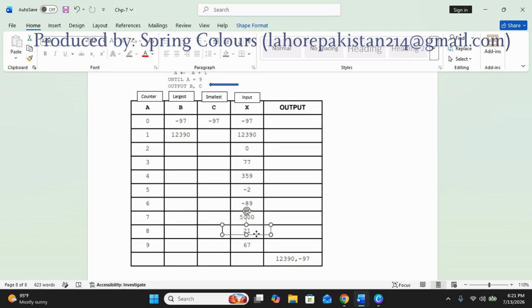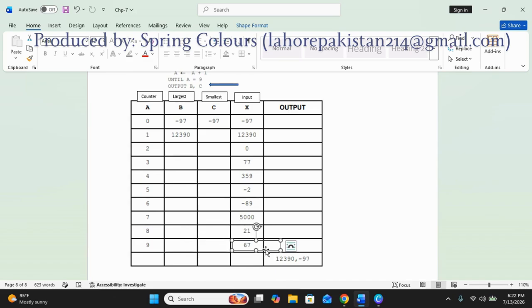The next value given by the user will be 21. 21 will not be assigned to B or C, because 21 is not greater than 12390. It is also not lesser than minus 97, and the value of counter will become 8.